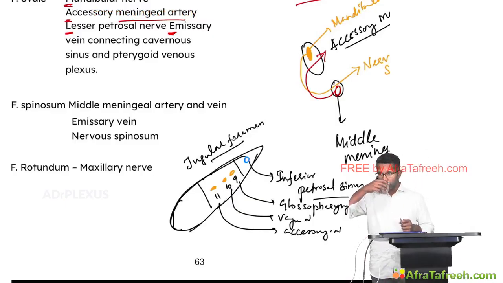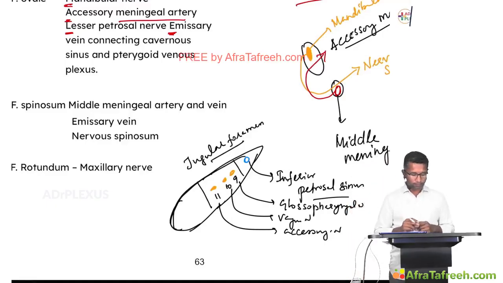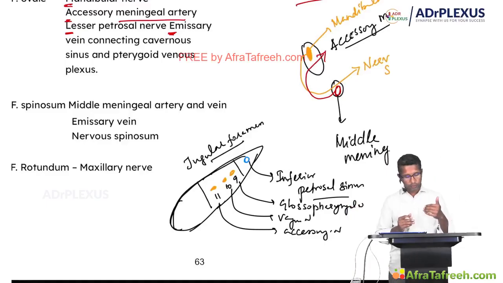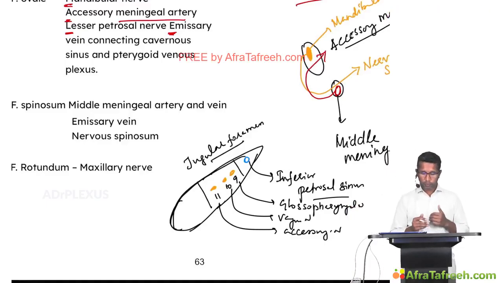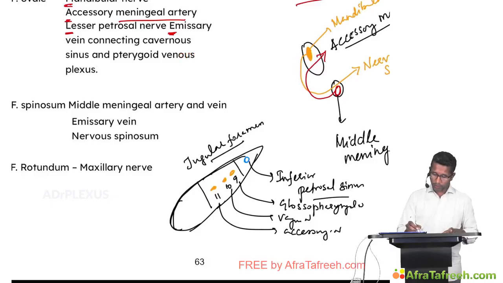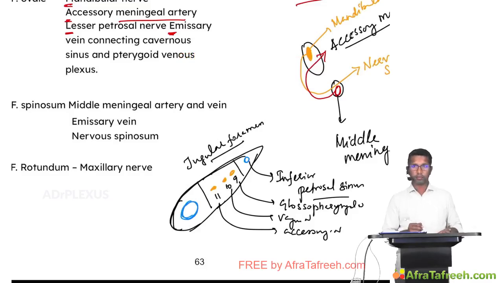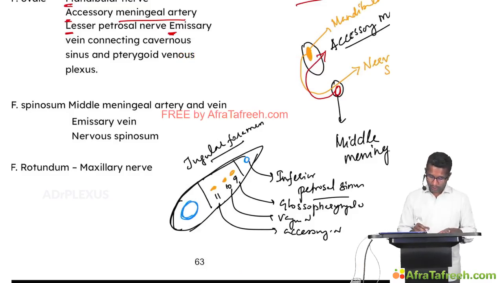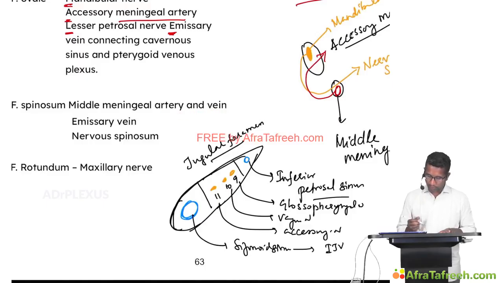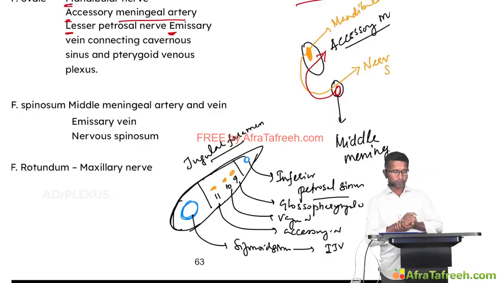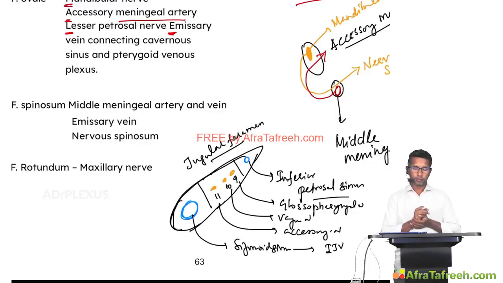So these are the nerves that pass through the middle portion of the jugular foramen. When you go posterior to this area, the posteriormost part of the jugular foramen is occupied by a sinus, and this sinus is nothing but the sigmoid sinus. The sigmoid sinus continues as the internal jugular vein. So it is the sigmoid sinus which passes through this and becomes the internal jugular vein.